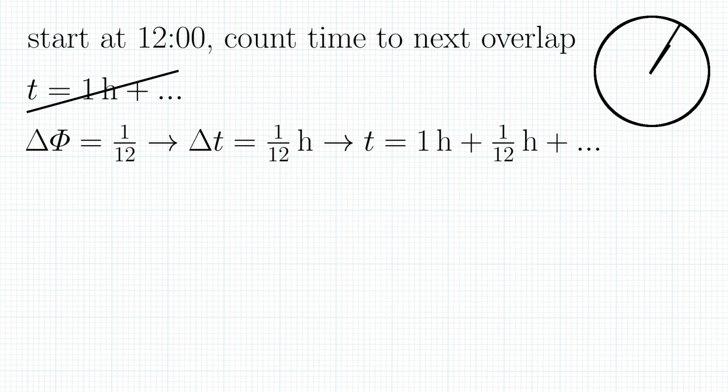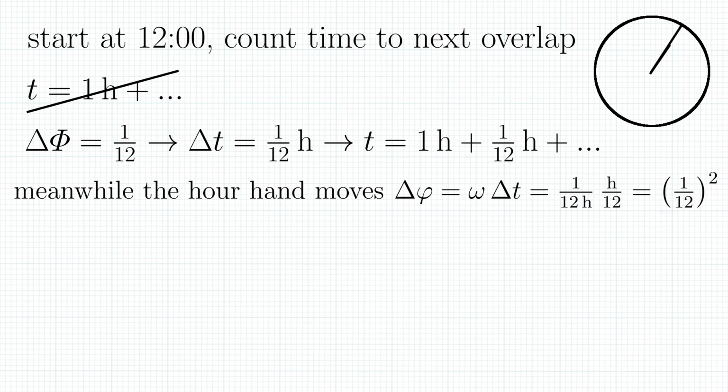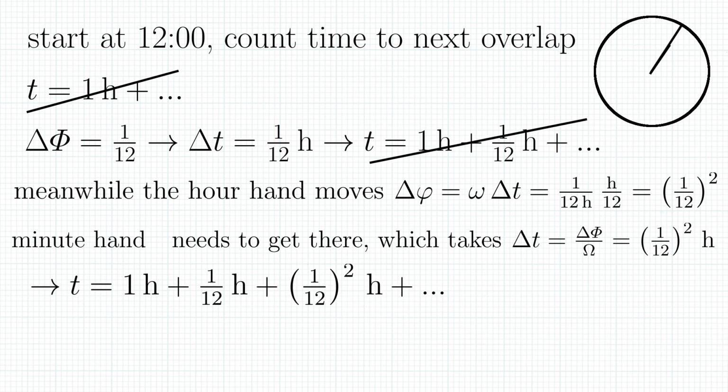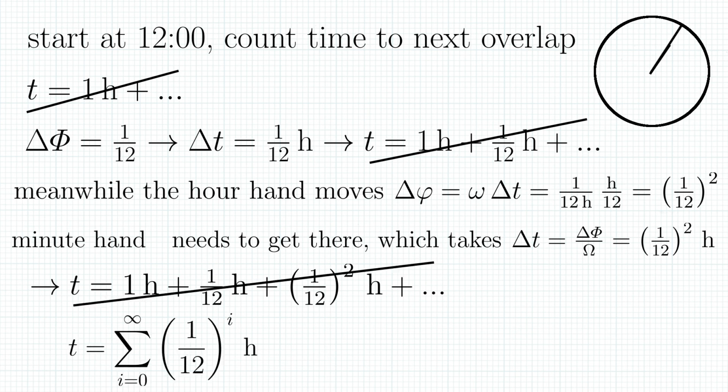The hands do not overlap though, since meanwhile the hour hand has moved a bit forward as well, by delta phi equals omega times delta t, which is 1 over 12 squared. Now in order to catch up, the minute hand has to travel this additional angle, which takes delta t equals delta phi over omega equals 1 over 12 squared hours. So we add that to our time total, and we start to see a pattern. If we were to go through another iteration of this, we would find a term with a power 3, and so on. We can therefore write the time as an infinite series.